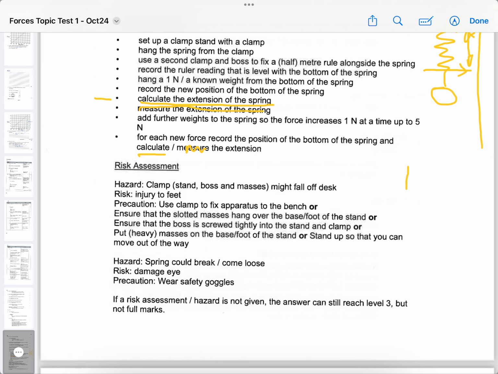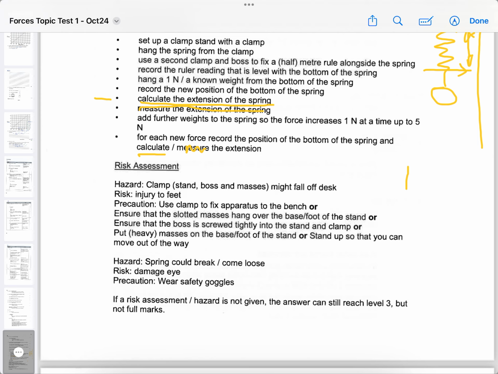Precaution: use a clamp to fix the apparatus to the bench, and so on. Ensure the slotted masses hang over the base or foot of the stand. Ensure the boss is screwed tightly into the stand and clamp, or put heavy masses on the base of the stand to keep it stable. So you can move out of the way. So the hazard would be this.